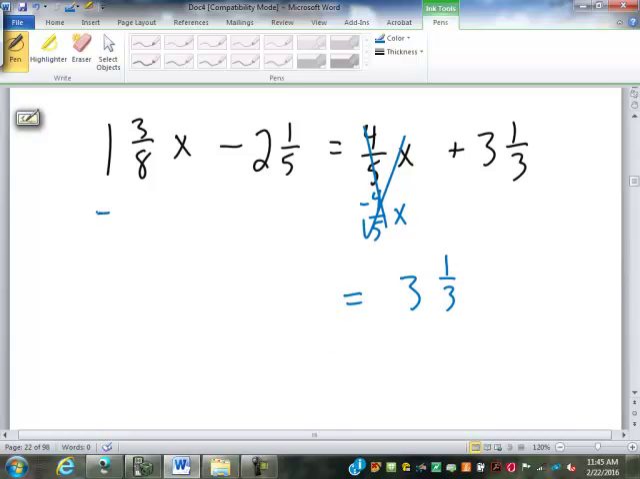From the other side, I'm going to subtract 4/5 x as well. The only place I can take it from is the 1 3/8 x. So the negative 2 1/5 won't be affected. 1 3/8 minus 4/5 is, oh, what is that? 15, 55, 40ths. 23 40ths, I believe, x. So now we have 23 40ths x minus 2 1/5 equals 3 1/3.